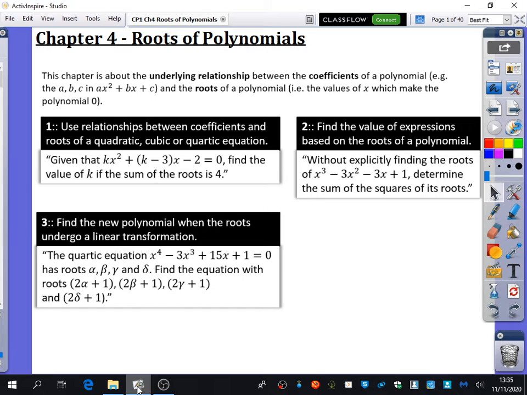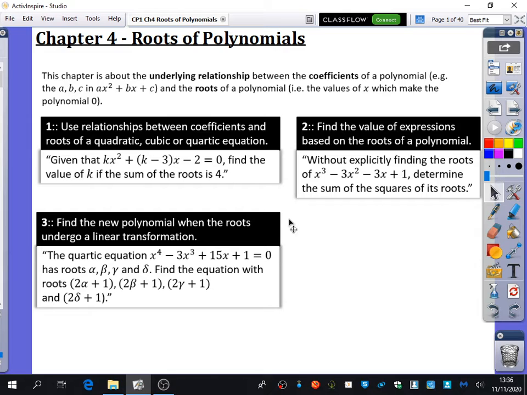So we're going to be looking at quadratics, cubics, and quartics. We're going to be thinking about the relationships between the coefficients and the roots. We're then going to be finding the values of expressions based on the roots of polynomials. So we're going to think about finding the sums of the squares of the roots, and you do all of this without even solving the equation. So we never really solve equations here, we're more just thinking about patterns.